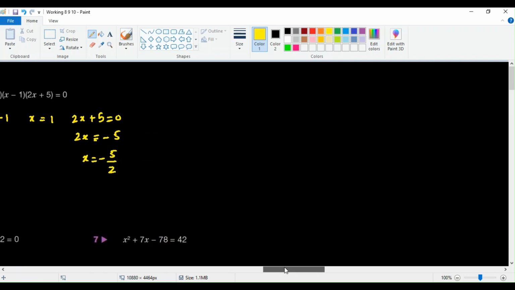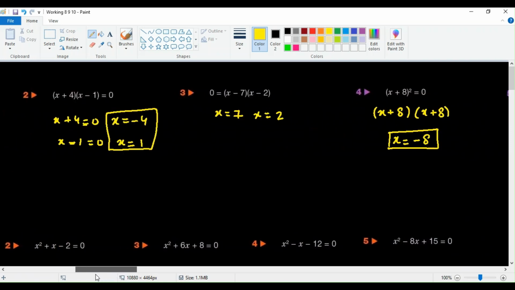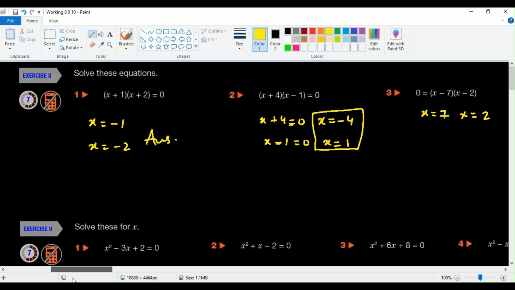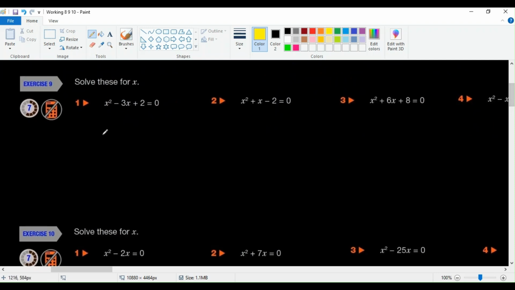Now the next question is about exercise 9. Here, I will write x squared and plus 2 as it is, no change. Since there is a 1 here, 2 times 1 is 2. We need to find the factors of 2 that make minus 3. That means minus 2x and another minus x is going to make minus 3x.